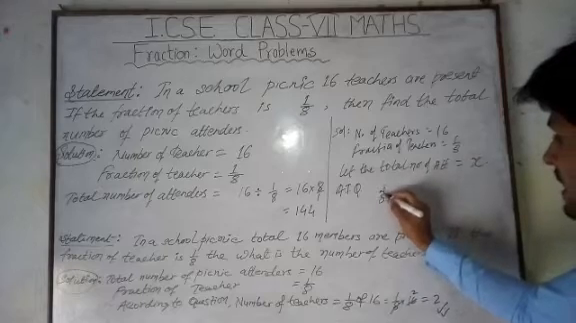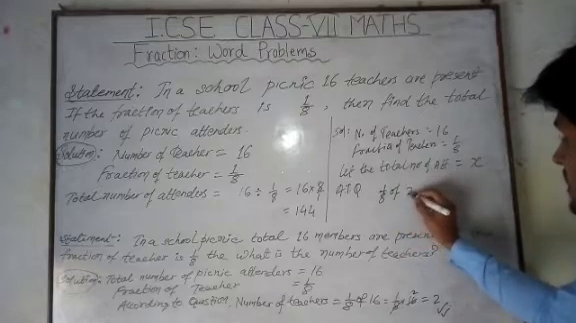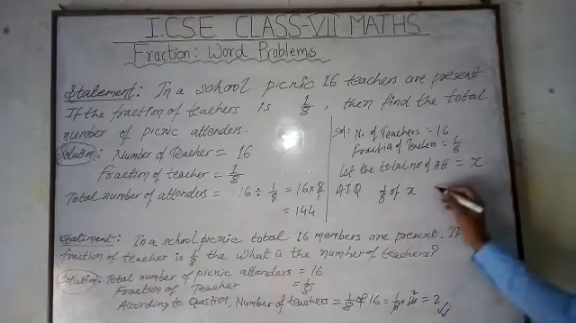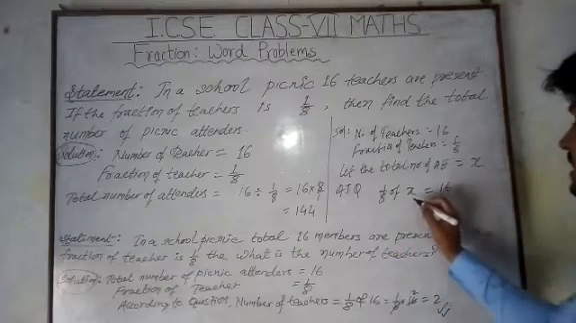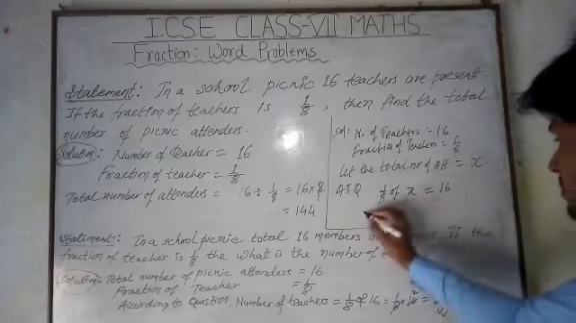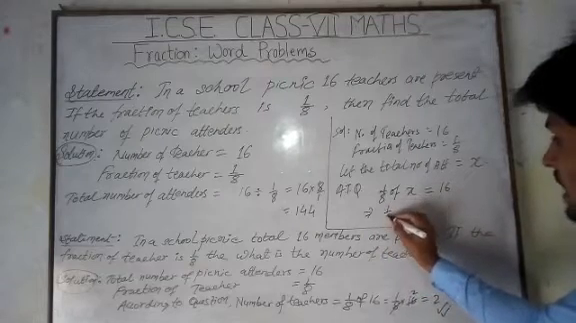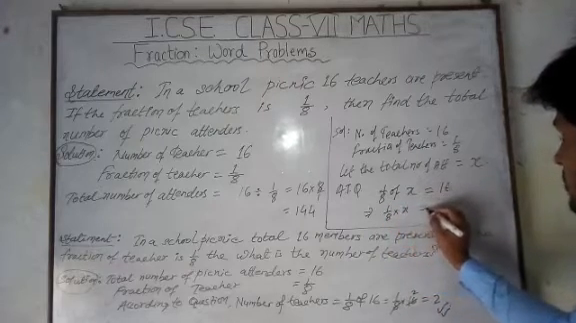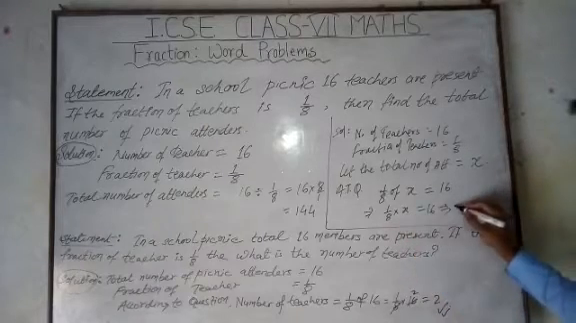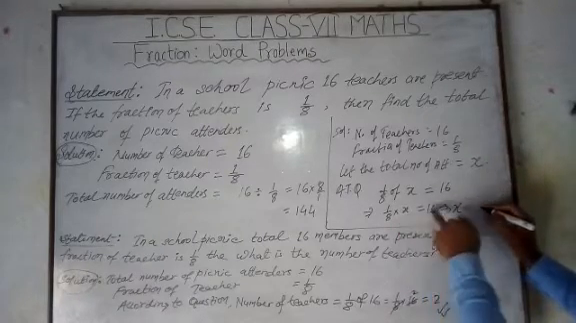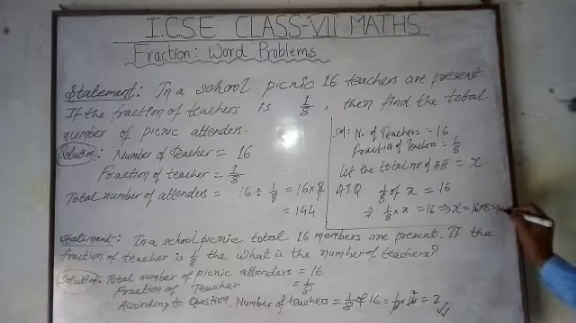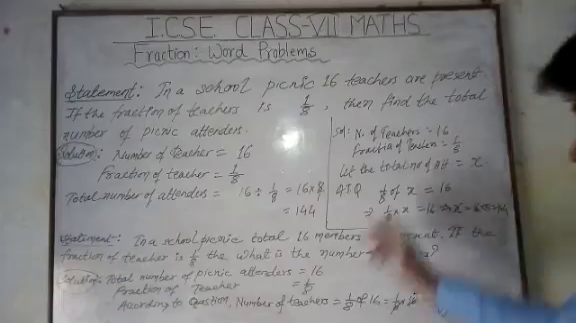1 by 8 of x. 1 by 8 means the fraction of teachers. 1 by 8 of the total is equal to 16. Then we can calculate by solving this: 1 by 8 into x equals 16. Then we can cross multiply. That means we take x here, then this 8 is multiplied with 16. 16 into 8 is equal to 128 is our answer. So in this way we can calculate this.